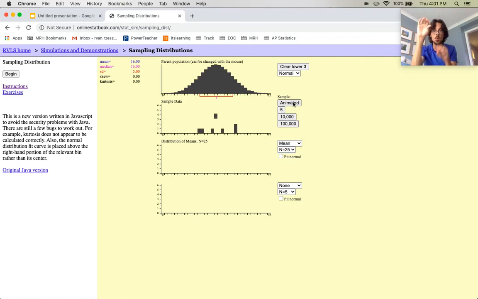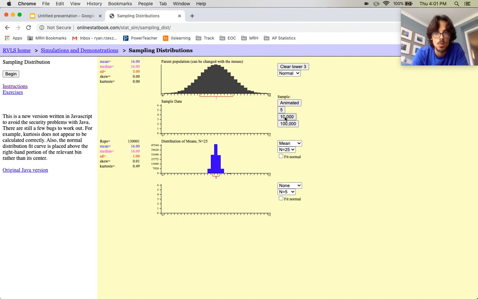So it's pulling 25 values out of the population, 25 people. It's averaging them. And it's going to give me 1 X bar for those 25. And it's going to do it again and again and again until we build a sampling distribution. So there's 100,000, there's even more.